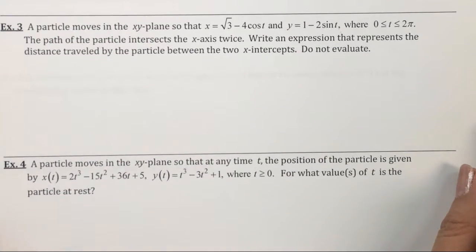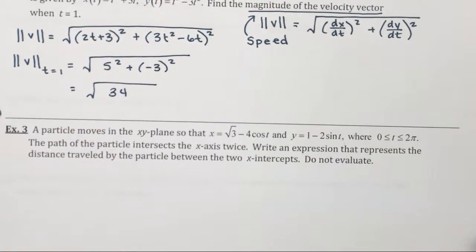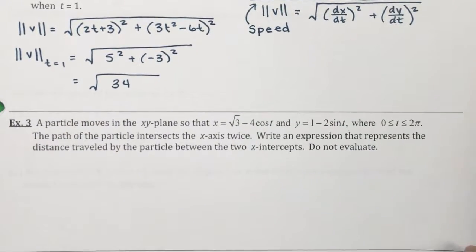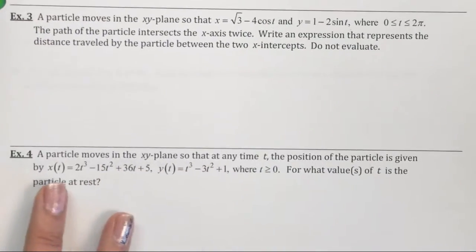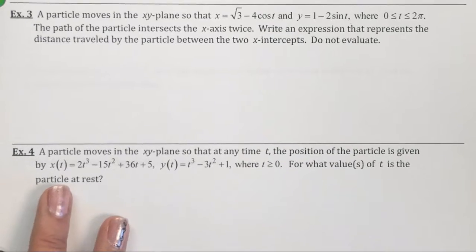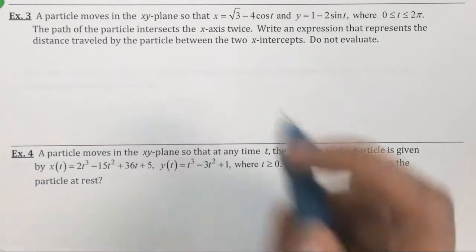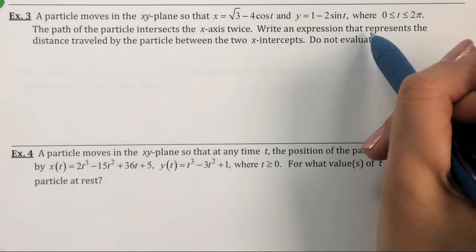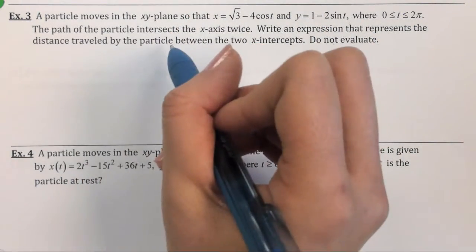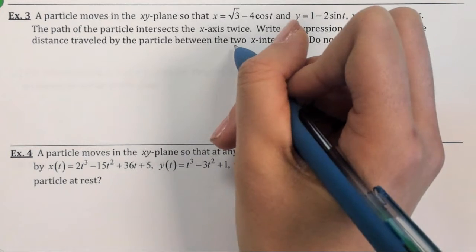Everybody's good? All right. A particle moves in the xy plane so that x equals root 3 minus 4 cosine t and y equals 1 minus 2 sine t from 0 to 2 pi. The path of the particle intersects the x-axis twice. Write an expression that represents the distance traveled by the particle between the two x-intercepts.